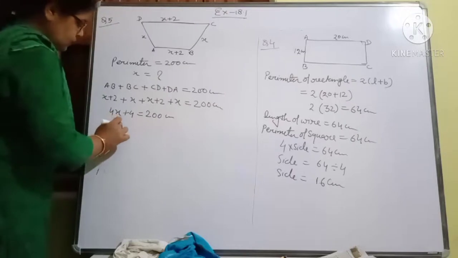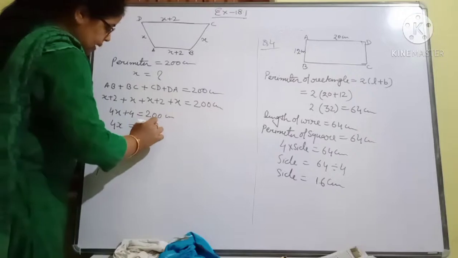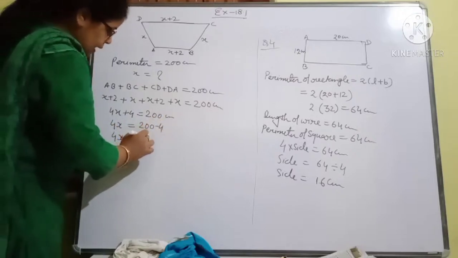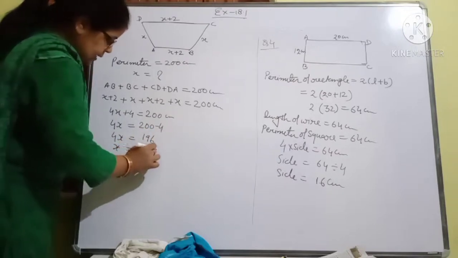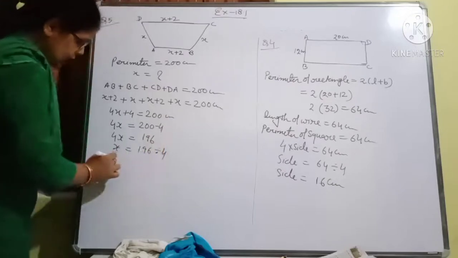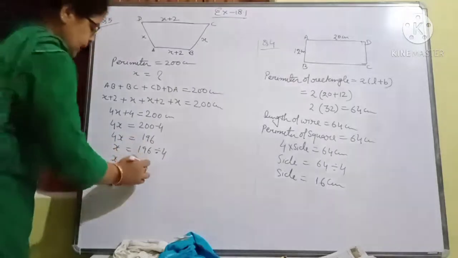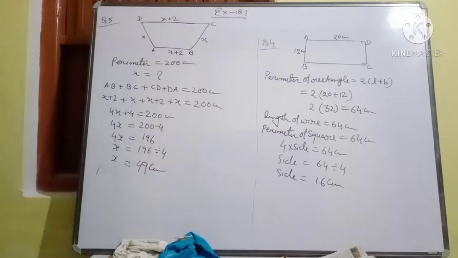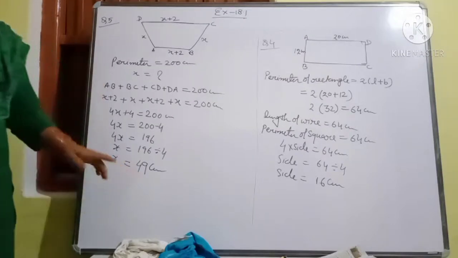So in 4x plus 4, this 4 will be shifted to the right hand side. It is equal to 200 minus 4. Okay. So 4x is equal to how much? 196. So x is equal to 196 divided by 4. So x is equal to, 4 fours are 16, 4 nines are 36. How much? x will be 49 centimeter. You have to find only the value of x in the given question. So in this way, the value of x will be 49 centimeter.